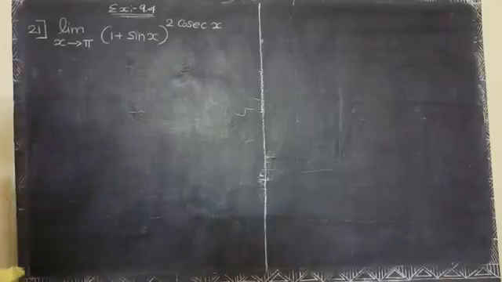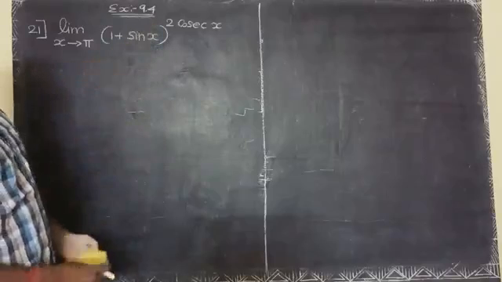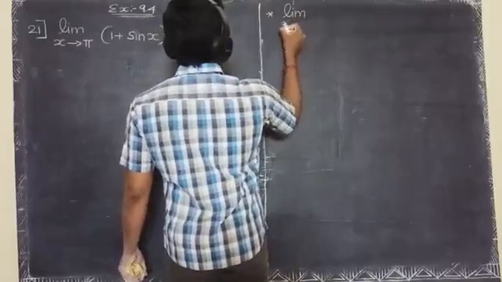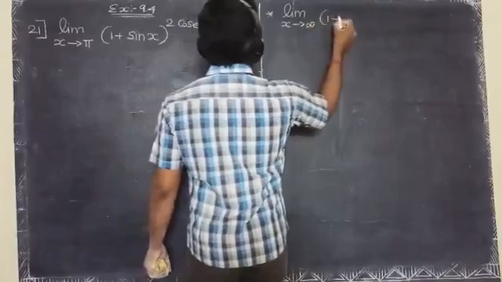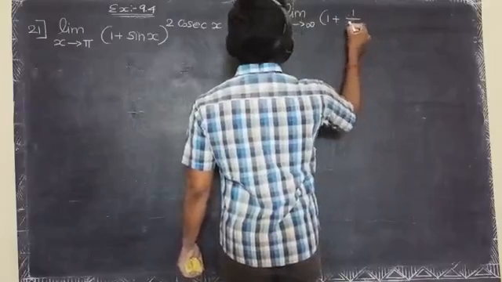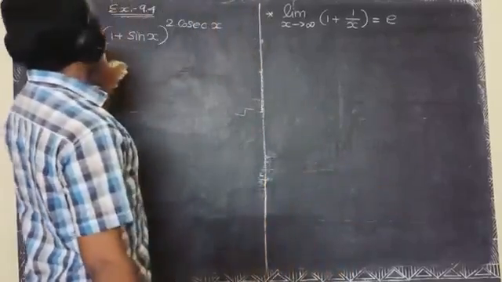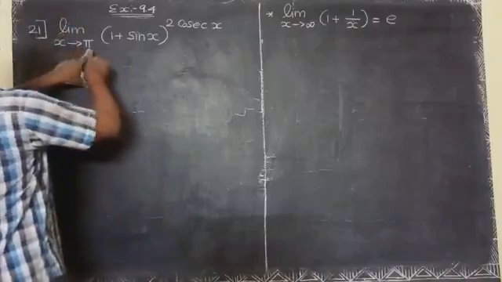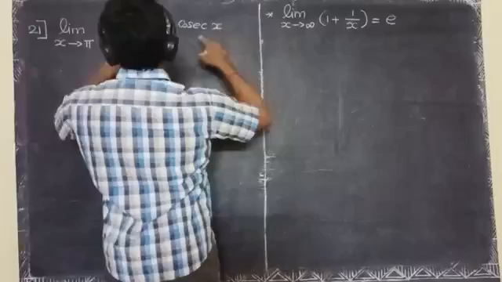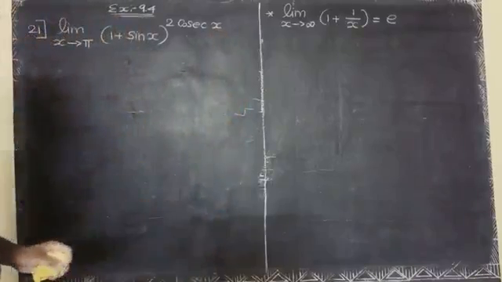Question number 21: evaluate limit x approaches pi, (1 + sin x) whole power 2 cosecant x. We know the standard result: limit x approaches infinity, (1 + 1 divided by x) to the power x, which is equal to e. Here comparing, the variable approaches infinity and the structure 1 plus 1 is the same, but here it is (1 + sin x) whole power 2 cosecant x. So change to another variable.